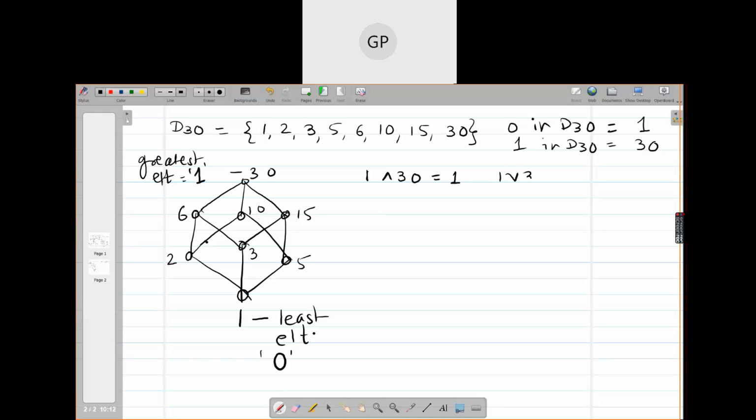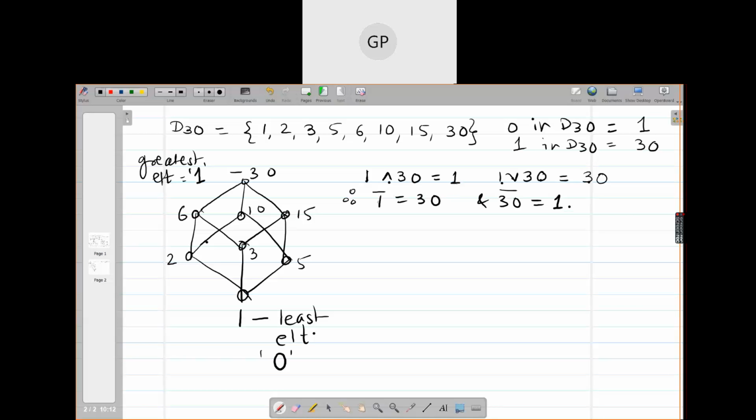What about 1 join 30? 1 join 30 is 30. So you are getting 1 and 30 का meet equal to least element, and 1 and 30 का join equal to the greatest element. Therefore, 1 complement is 30 and 30 complement is 1. Do you understand it?